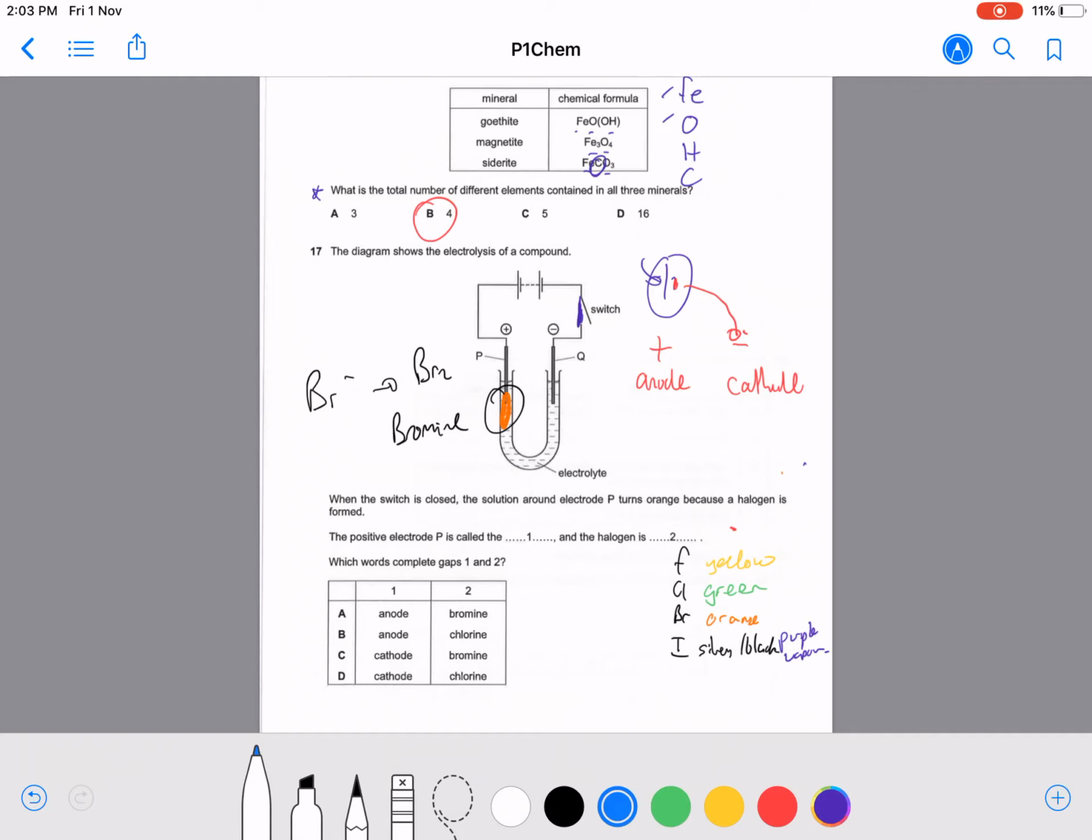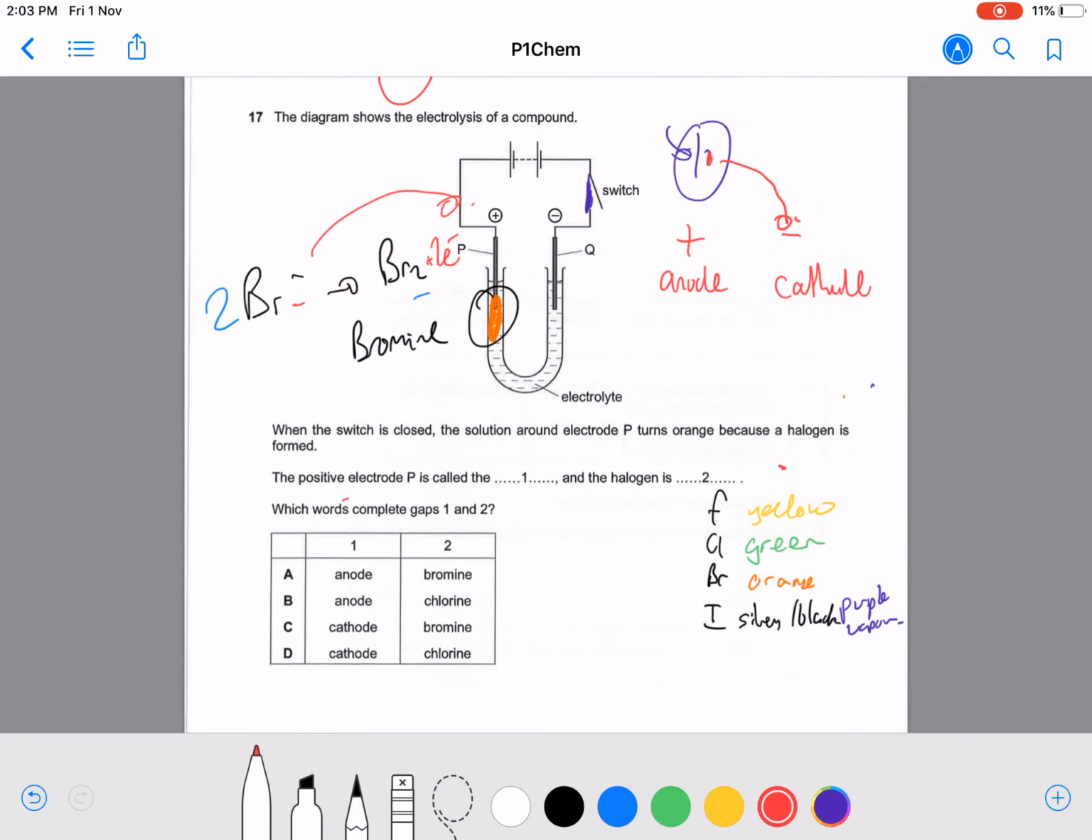Now I need to balance that equation. There are two bromines there, so I need to have two bromines here. And there are two negative charges here, so I need to have two negative charges, two electrons on the right-hand side. Opposites attract. Bromide has gone to the positive anode. So the positive electrode is called the anode.